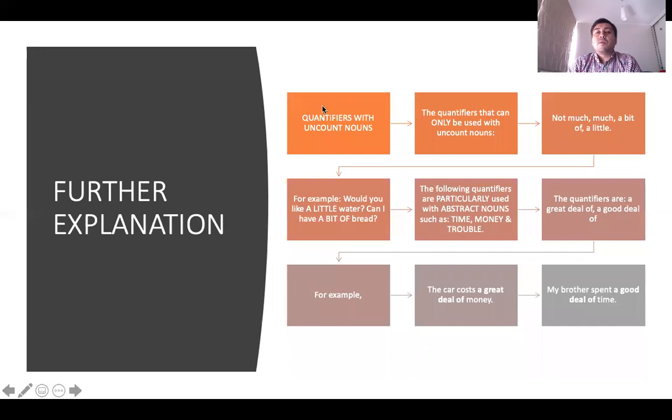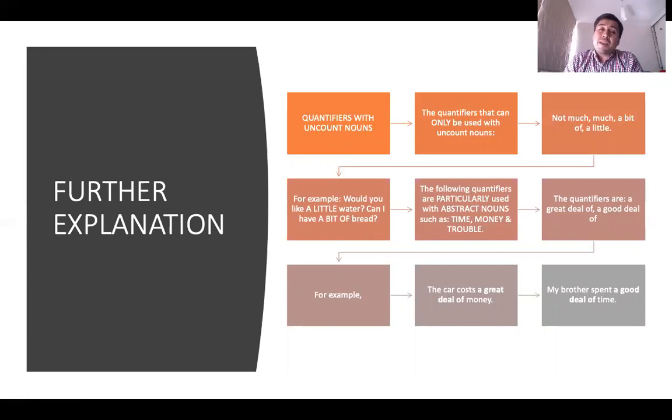Now, quantifiers that go with uncountable nouns. These quantifiers are not much, much, a bit of, and a little. For example, would you like a little water? Can I have a bit of bread?